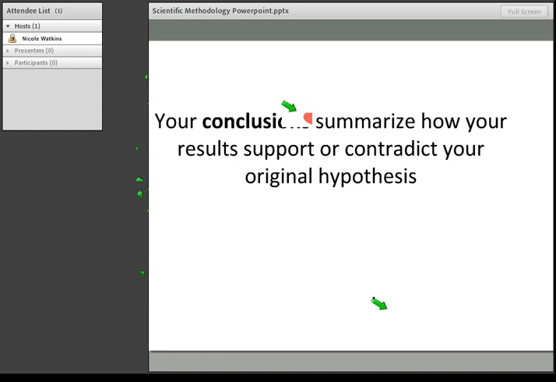So just to do another quick overview of the scientific method, or the experimental design, you're going to ask a question. You're going to do some background research. What does the literature say about this problem that you're trying to solve? From there, you're going to construct a hypothesis. Then you're going to test it with an experiment.